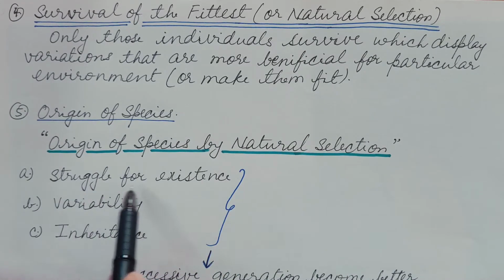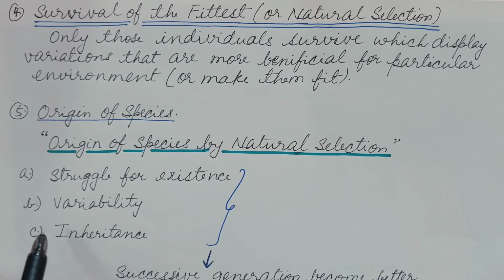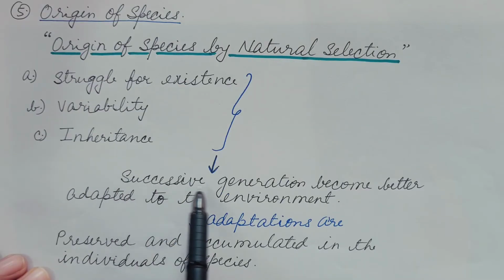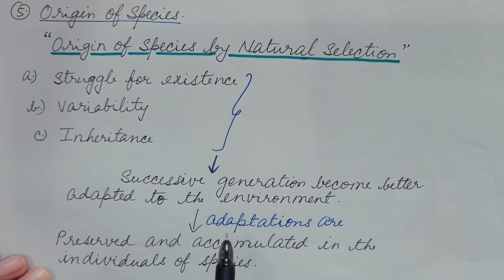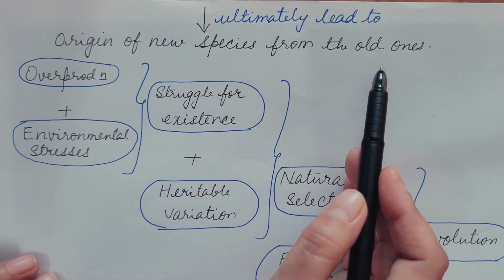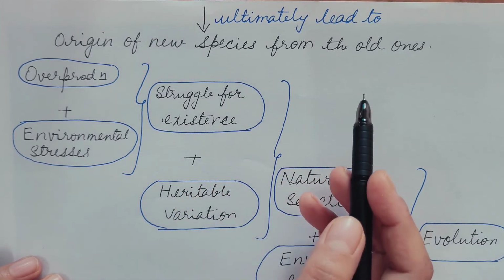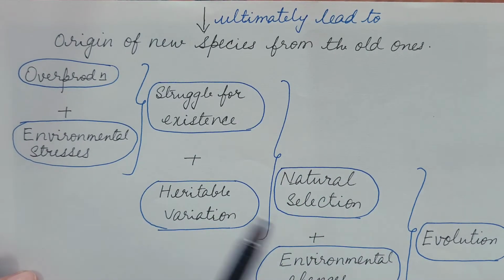Because of overproduction, there is a struggle for existence among individuals. Also, among the individuals there is variation, and these variations are inherited. Hence, the successive generations become better adapted to the environment, because only the better adapted individuals are selected, or survive. And these adaptations are preserved and keep on accumulating generation after generation in the individuals of a species. This ultimately leads to the origin of new species from old ones, or the modification of old species into new species. So let us understand this graphically.